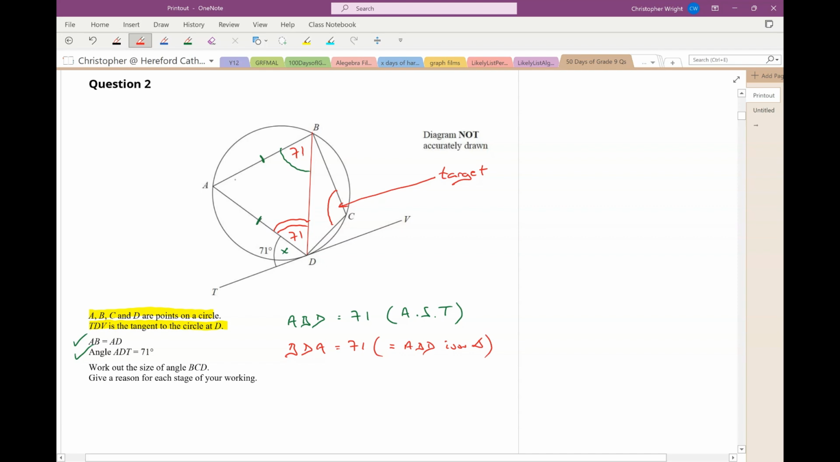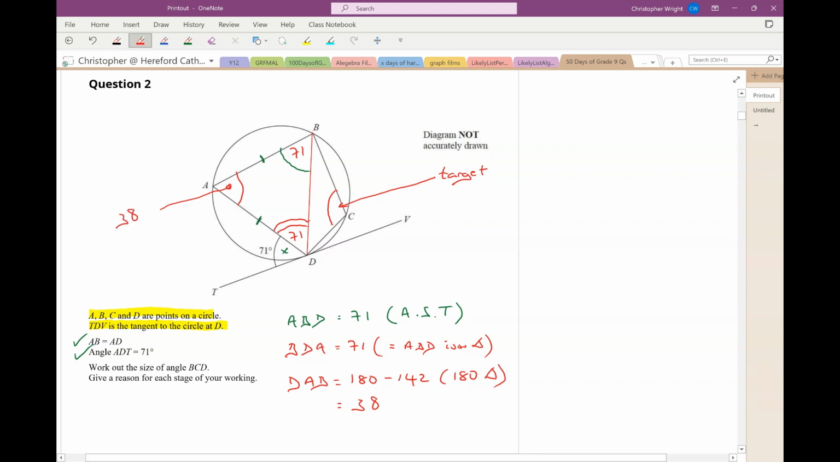Now, I can work out this top angle now. That angle there, can't I? Because that's angle DAB. That's going to be 180 minus the 71 minus the 71, because there are 180 degrees in a triangle. So that gives me 38 for that.